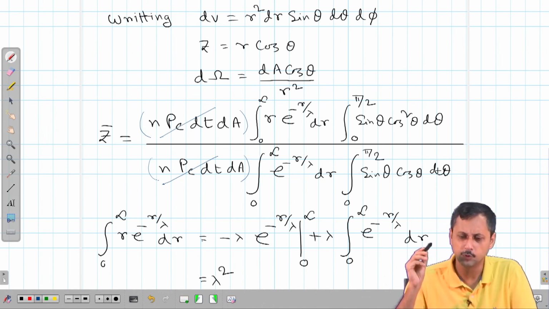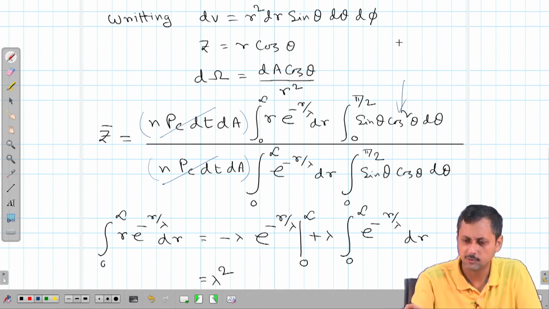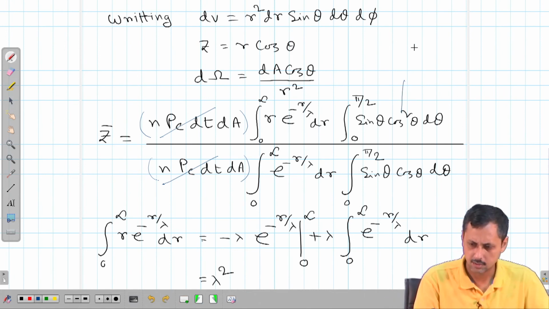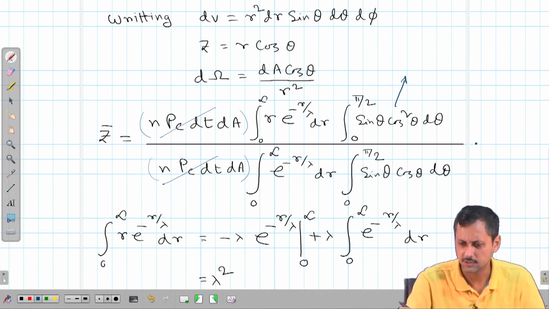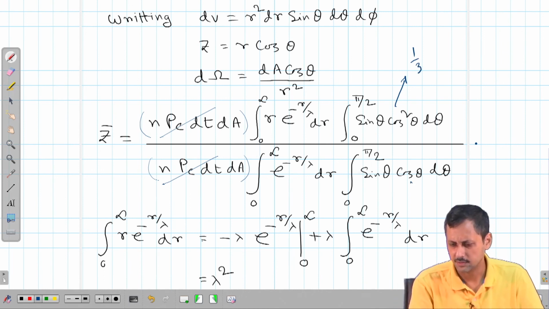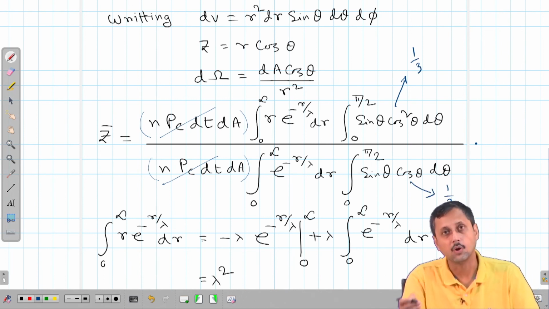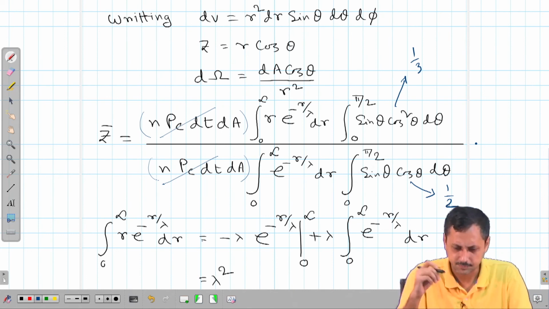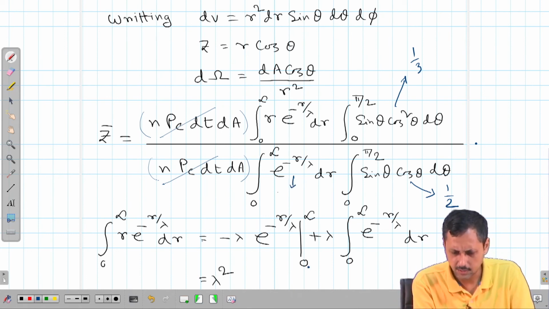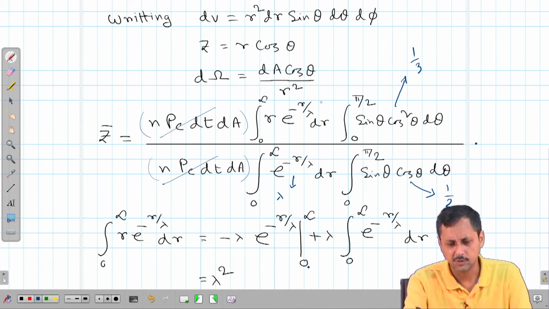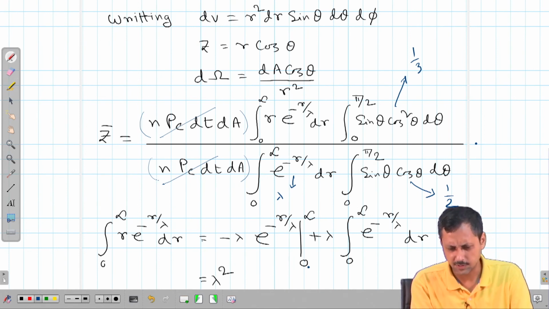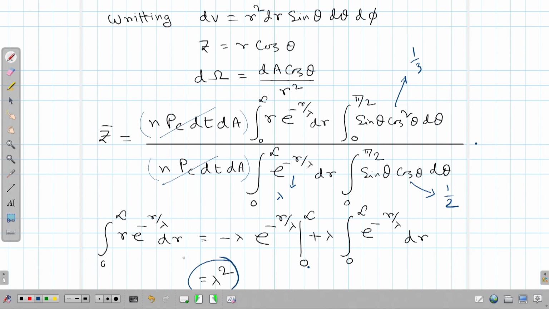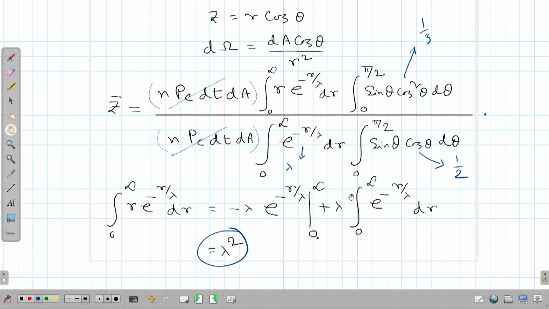Now, we have already computed these integrals. This integral, if you remember, will give you 1/3. This integral will give you half. It was all derived in the previous lecture. This integration will give you lambda, and this is a new integration. I just did it by integration by parts, and you see that the first term cancels out nicely and the second term leaves you lambda square. So, this is what we have in hand.